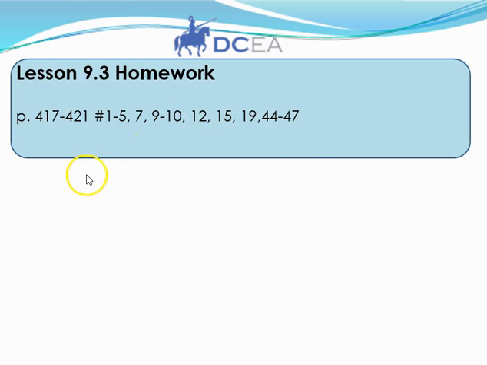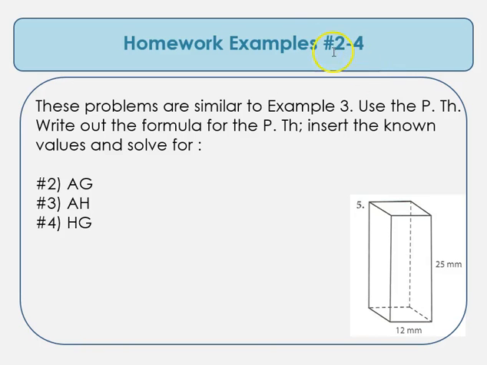Your homework: pages 417 to 421, numbers 1 through 5, number 7, 9 through 10, 12, 15, 19, and 44 through 47. Let's look at a few examples. Numbers 2 through 4. These problems are similar to example 3. You'll use the Pythagorean theorem. Write out the formula, insert the known values, and solve for AG, AH, and HG in each one of these problem numbers.